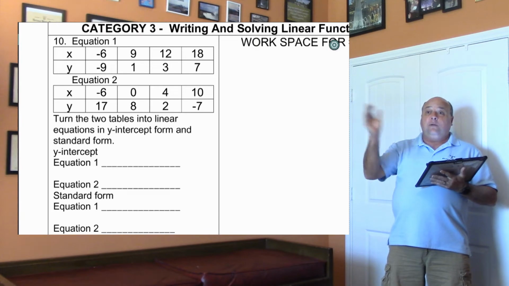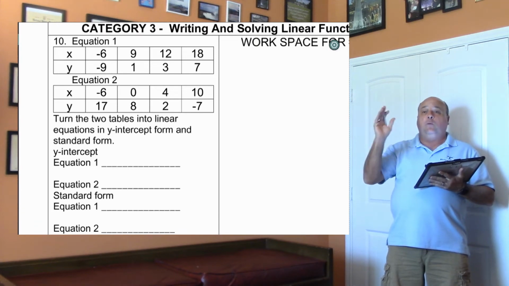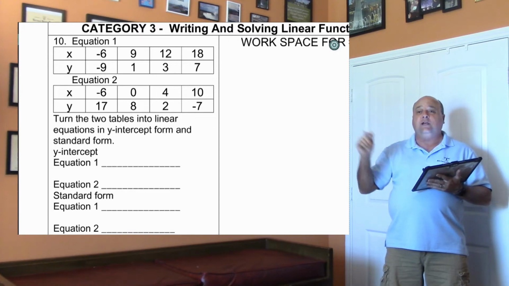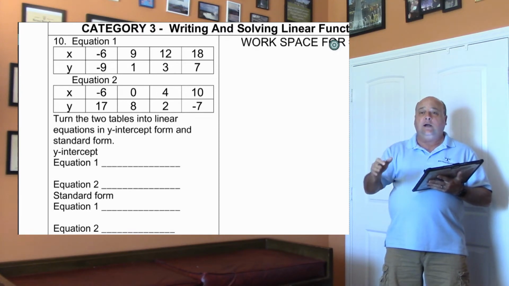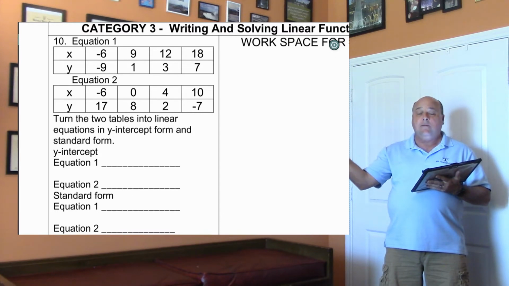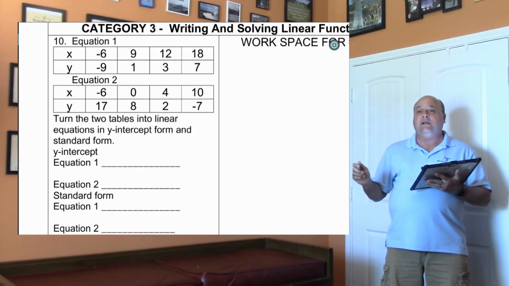Now, this is going to be tough on me because I'm going to have to go back and forth on this. But what we're going to do is use the calculator to turn that table into an equation. You're going to learn how to turn that, and it's going to give us the mx plus b. Then we're going to have to switch the mx plus b to standard form.